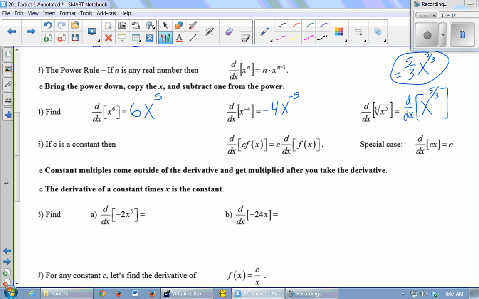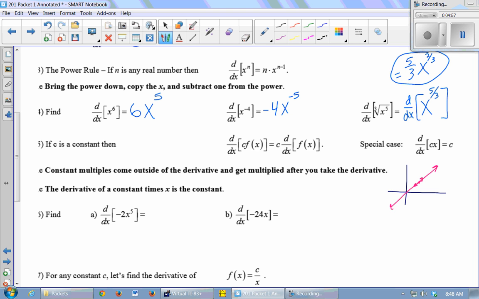Okay, so next rule. If c is a constant, and you want to take the derivative of c times some function, you can just pull the c outside of the derivative and multiply it after. Okay. So if we have a special case, d dx of c times x is always c. So let me just do this one with a quick graphical approach. Cx is a line going through the origin. What's the slope of that line? C. So at any given point, if I draw a tangent line, it is the line itself. So its slope is going to be c.